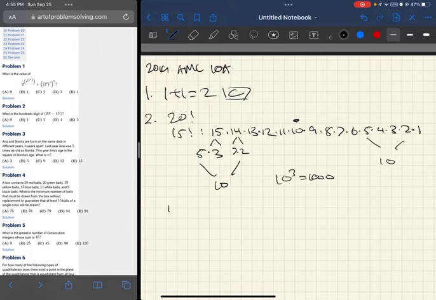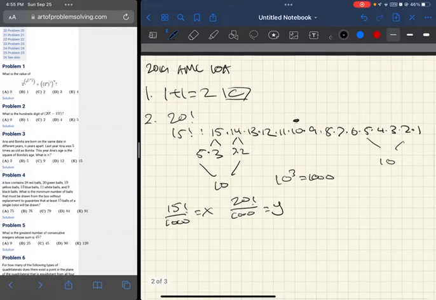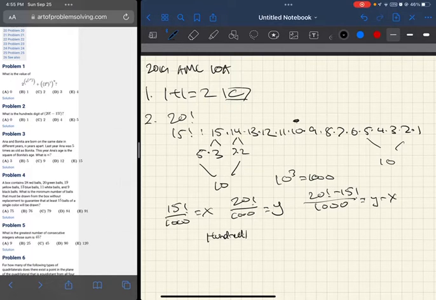So then 15 factorial over 1,000 is a whole number x. Naturally 20 factorial over 1,000 equals whole number y. And what that means is 20 factorial minus 15 factorial over 1,000 equals y minus x, and that's also a whole number, and thus we get that the 100th place has to be a 0, which in this case means that the answer is A.